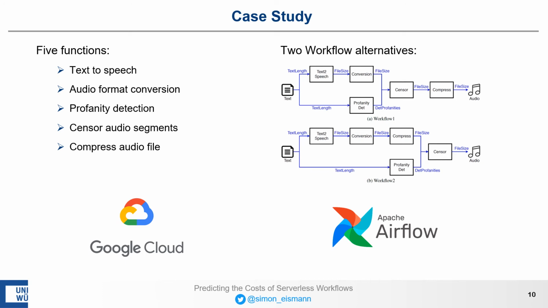And the second workflow is similar. However, we execute this compression step directly after the text-to-speech. In order to orchestrate these workflows, we used Google Cloud Composer, which is a managed solution for Apache Airflow.